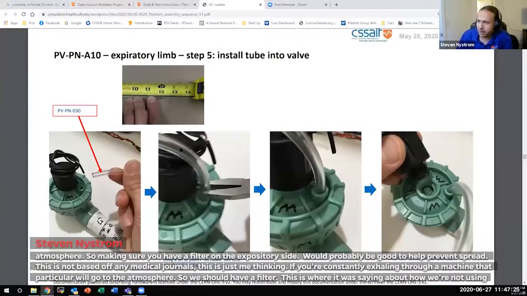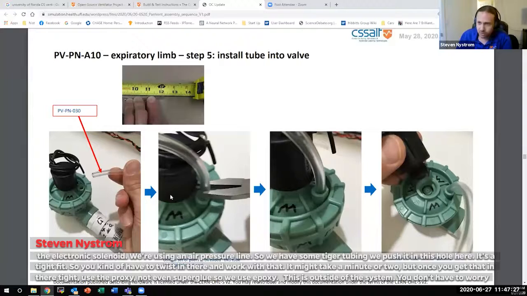This is what I was saying about how we're not using the electronic solenoid. We're using an air pressure line. So we have some Tygon tubing. We push it in this hole here. It's a tight fit, so you kind of have to twist it in there and work with that. It might take a minute or two.